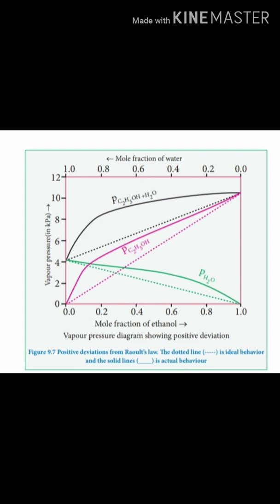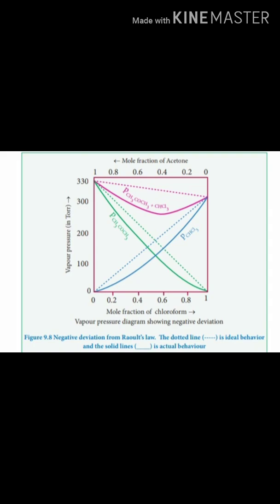The second one is non-ideal solutions. The first non-ideal solution shows positive deviations from Raoult's law. The second shows negative deviations from Raoult's law. The process is the same but different. Consider a solution of phenol and aniline for negative deviations. For positive deviations from Raoult's law we considered ethanol and water. For this non-ideal solution with negative deviations from Raoult's law, consider phenol and aniline.